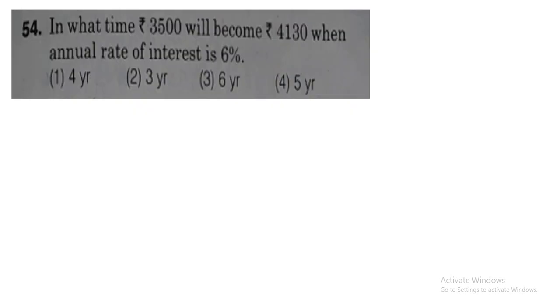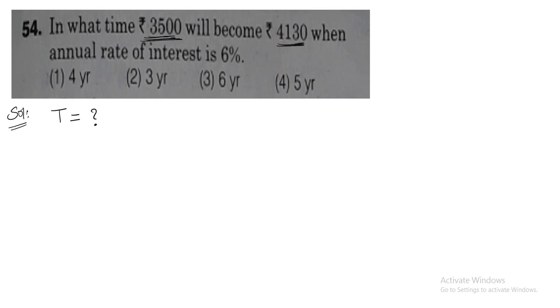Next, moving on to question number 54. So what has he given? In what time will rupees 3,500 become 4,130 when the annual rate of interest is 6%? So here we need to find out this time. This 3,500 will become 4,130.